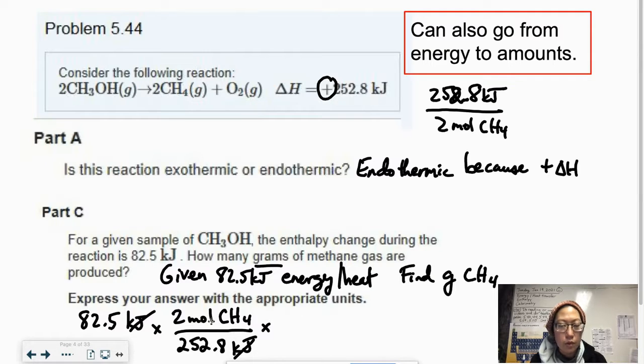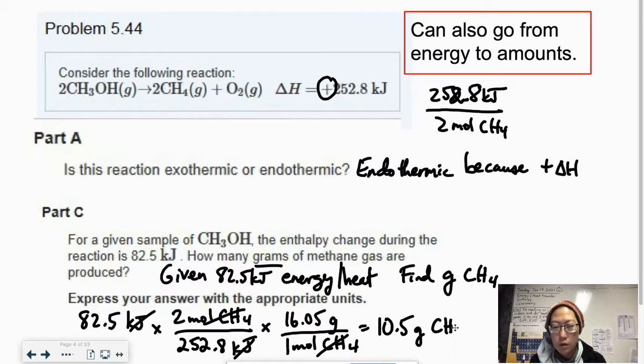And then I need to change my methane over to grams. So that would be 16.05 grams for 1 mole of methane. Okay, so when I multiply this out, I will end up with 10.5 grams of methane.